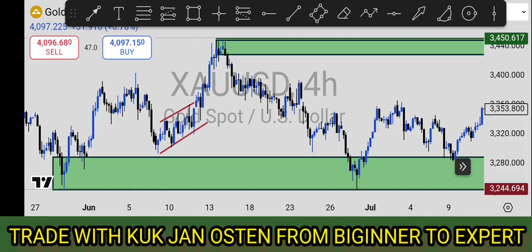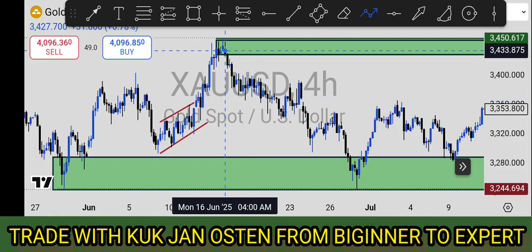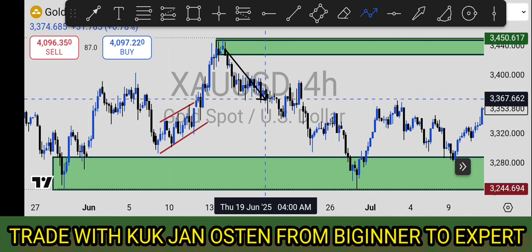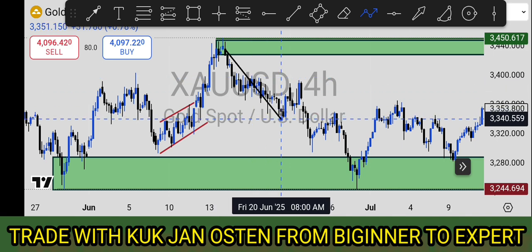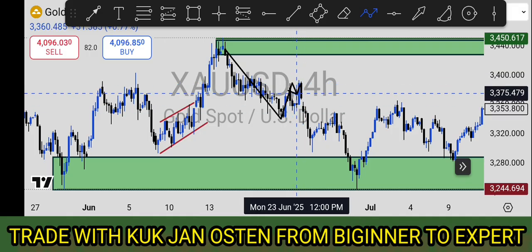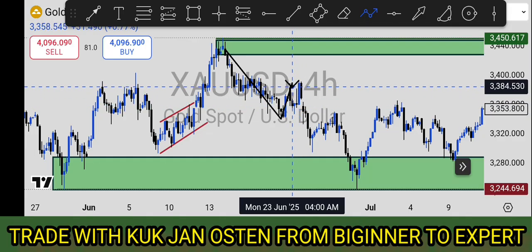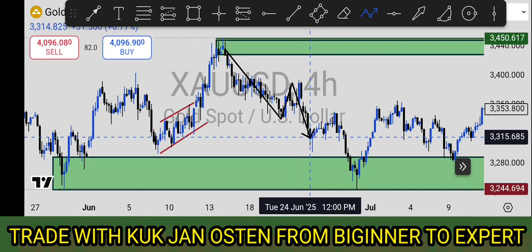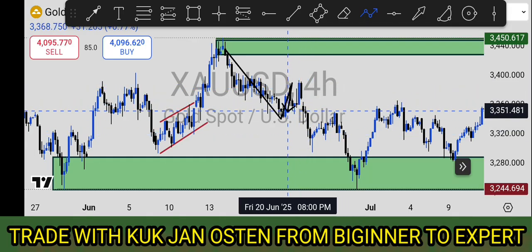Now the change of market structure, we have to see it occurring. So how did the market change? The market first came here, forming a new what? When the market came back, it formed a new lower high. So this was a new lower high. So it means that this is now a valid change of character.